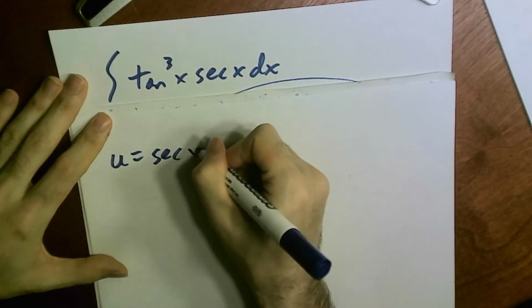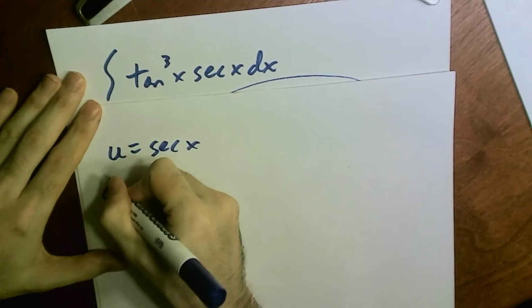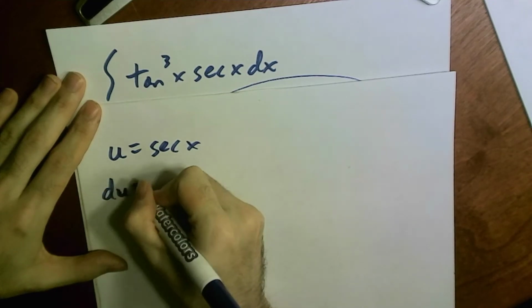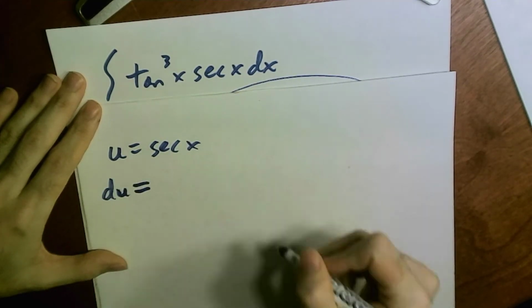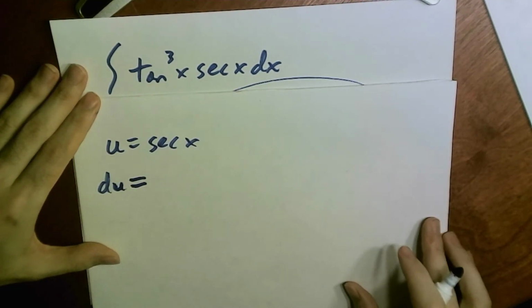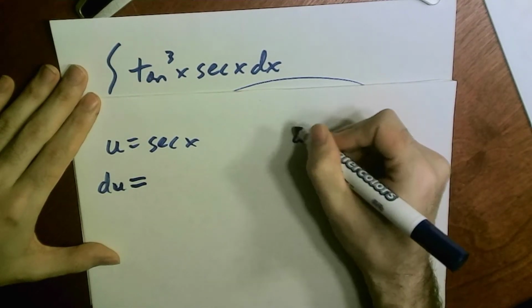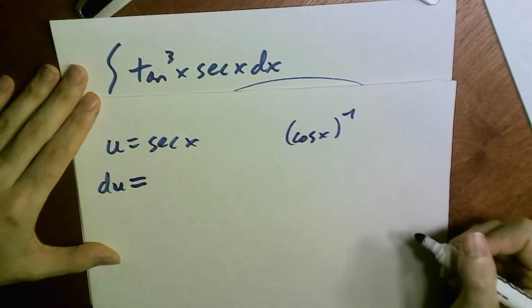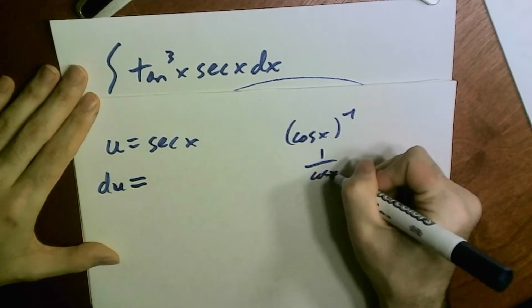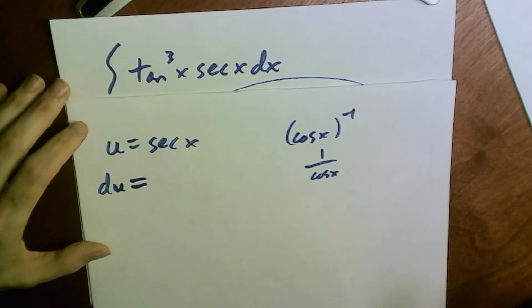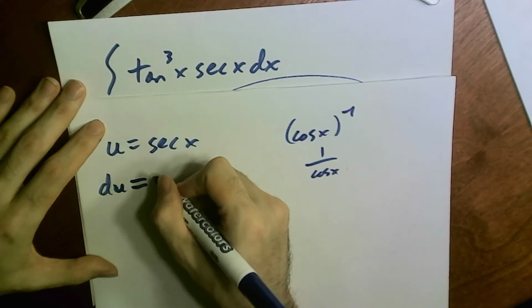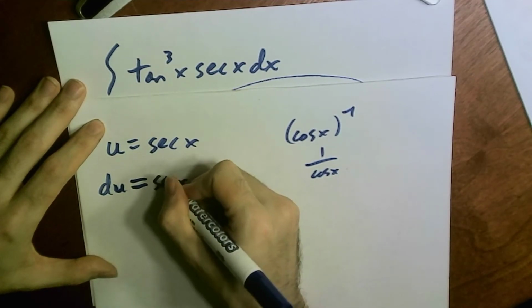U equals secant x. So du is, again, I understand if you're rusty, that's okay, but you should compute this yourself. You can use cosine of x to the -1 and use a chain rule. You could think of it as 1 over cosine of x and use a quotient rule, however you prefer, but do it yourself. You get secant x tangent x.